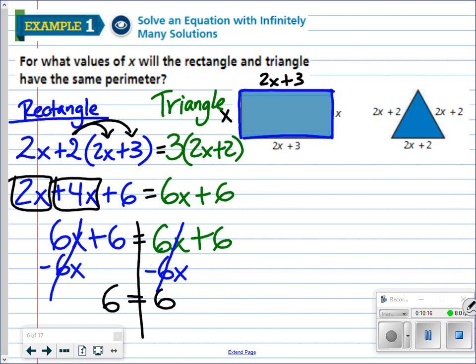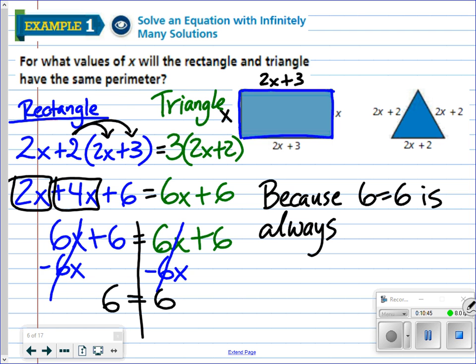Because most of the time when we're solving equations, there's one number that I can put in for my variable that will be correct. In this case, any number I put in is going to make a correct equation. So, if I were answering this, what values of x will the rectangle and triangle have the same perimeter? I would say because 6 is equal to 6 is always true. Really, it's always going to be true. 6 is the same thing. All values of x will make the equation true.